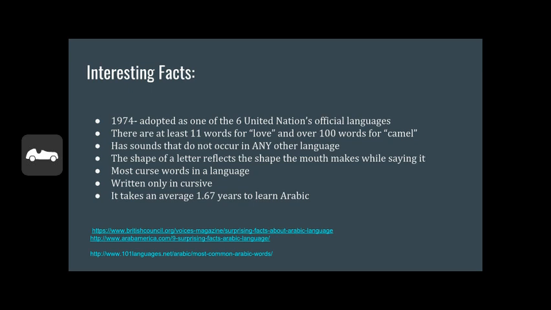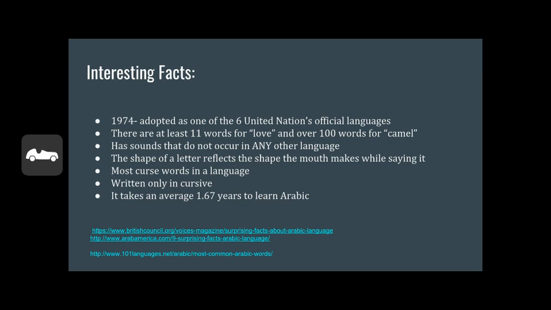The Arabic language has sounds that do not occur in any other language, which means unless you are a native Arabic speaker, or you've learned to speak Arabic, or you were a baby, as we learned last semester, how babies can speak and say every sound needed to speak any language until they drop off the ones they don't need based on whatever language they have adopted. So unless you're a baby or you're a native Arabic speaker, there are sounds you will not hear.